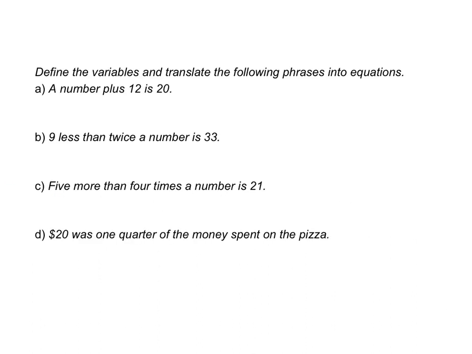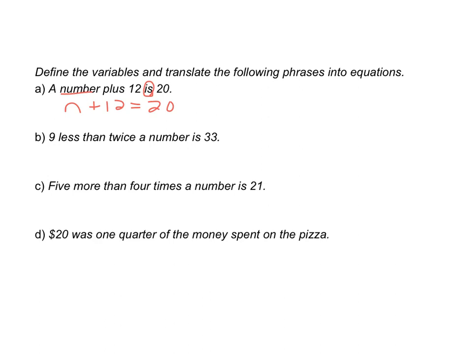So the first thing we're going to do is work on writing a sentence based off of the word equation. So define the variables and translate the following phrases into equations. First one, a number plus 12 is 20. So first of all, a number. Okay, we're going to use n because n is the letter that starts number. A number plus 12, when they use the word is, that means equals 20. So a number plus 12 is 20 is the same thing as n plus 12 equals 20.